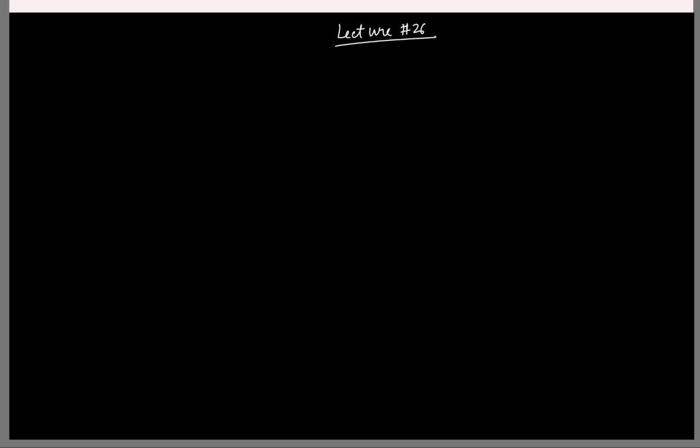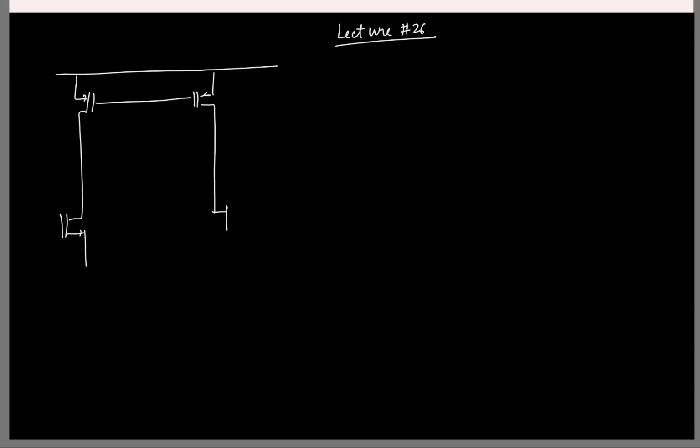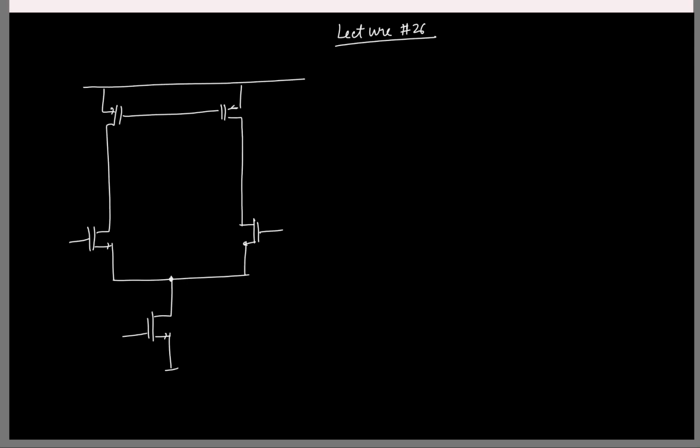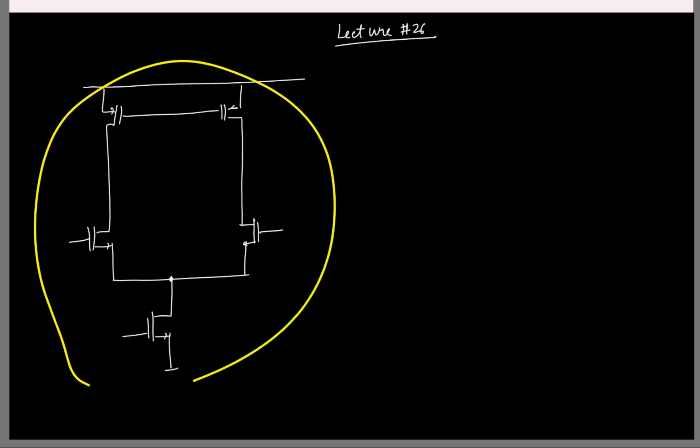Okay, so in the last few classes we have been looking at the fully differential op amp. This was the simple fully diff amp we considered. As such, is the circuit complete or is something missing here? If I wire the circuit up like this, will it work, or is something missing?